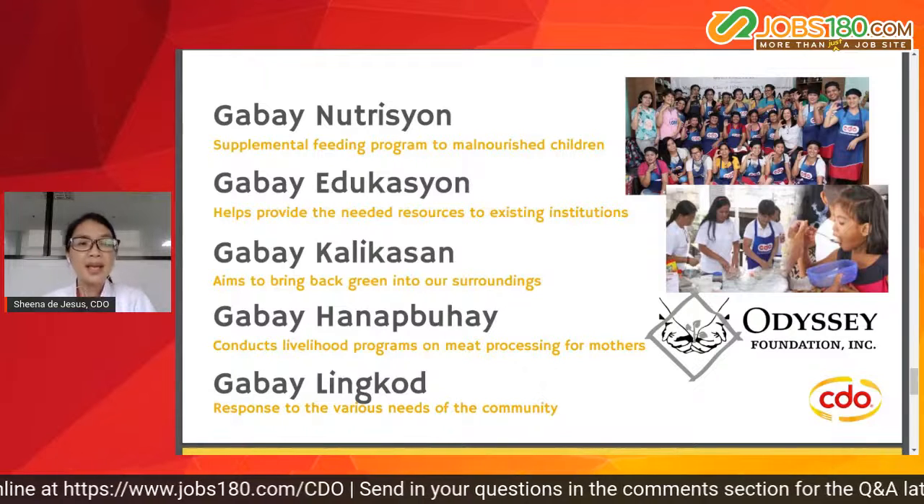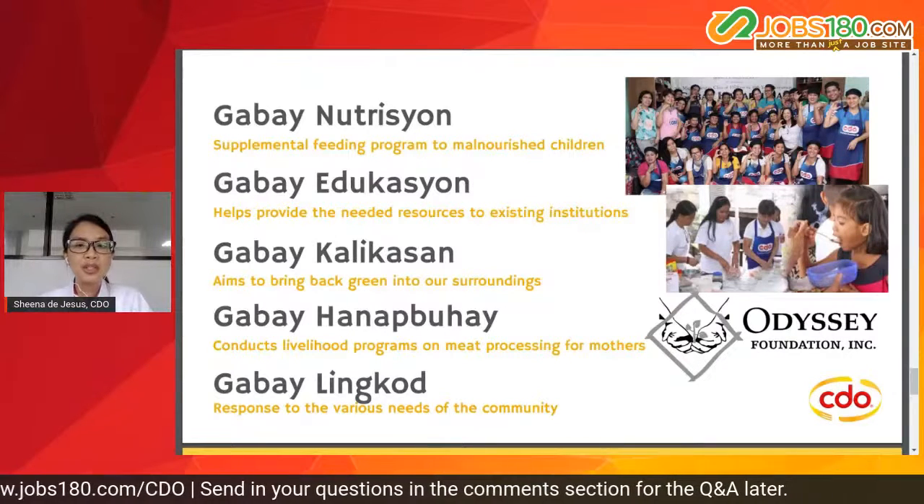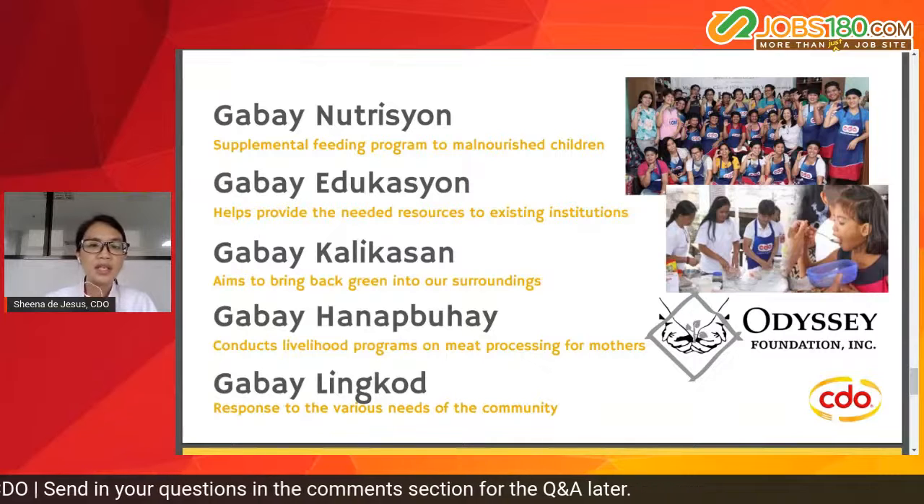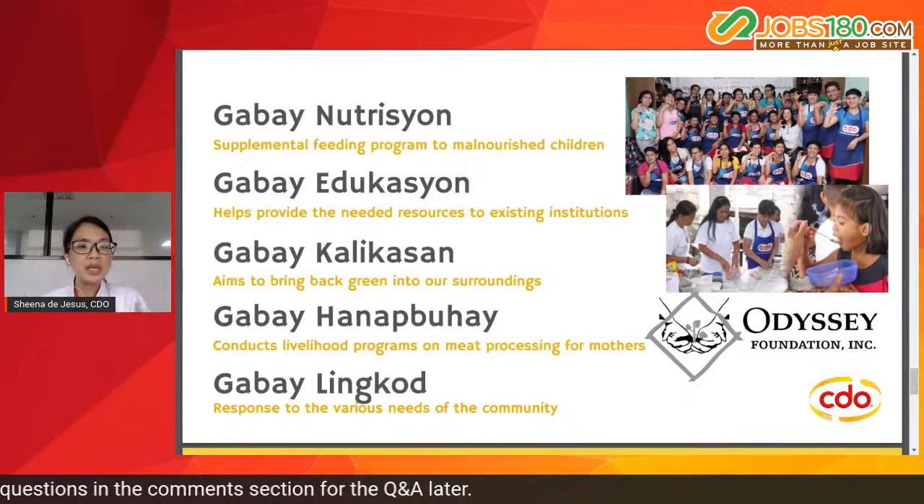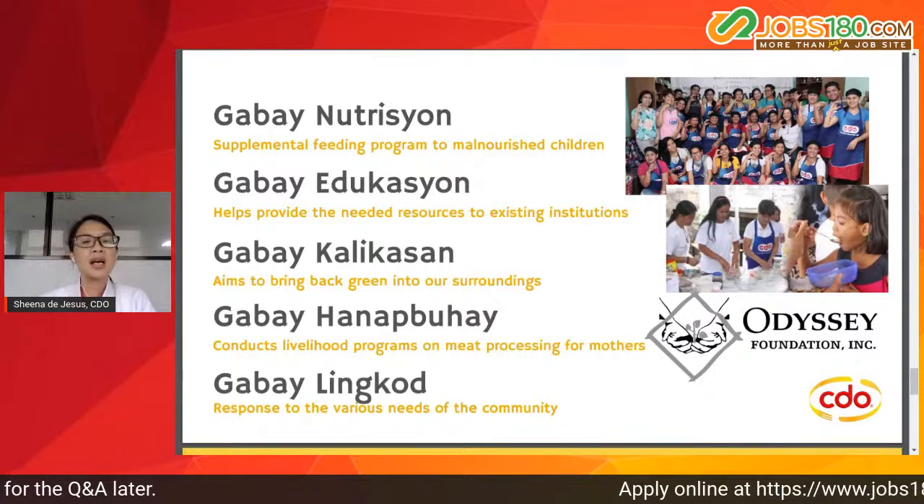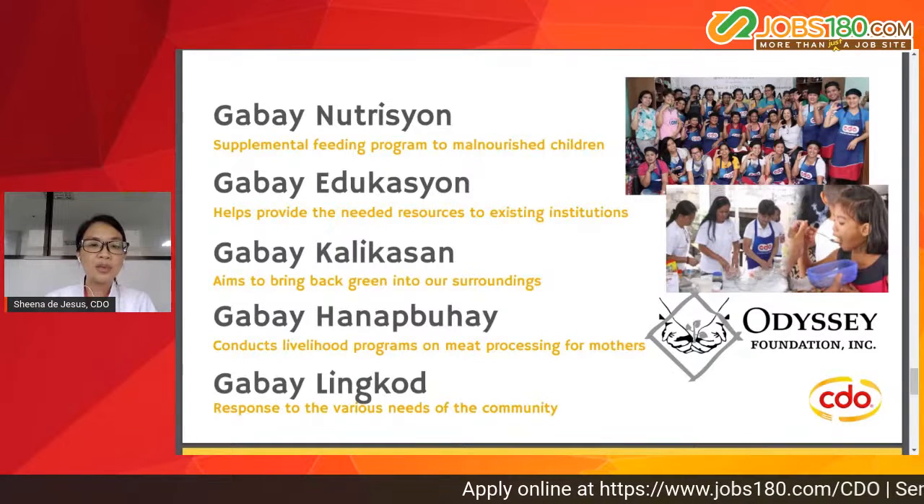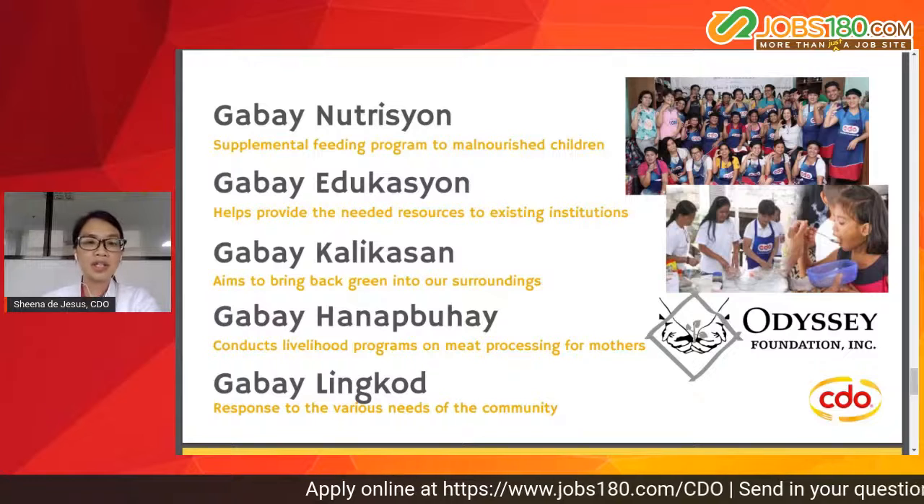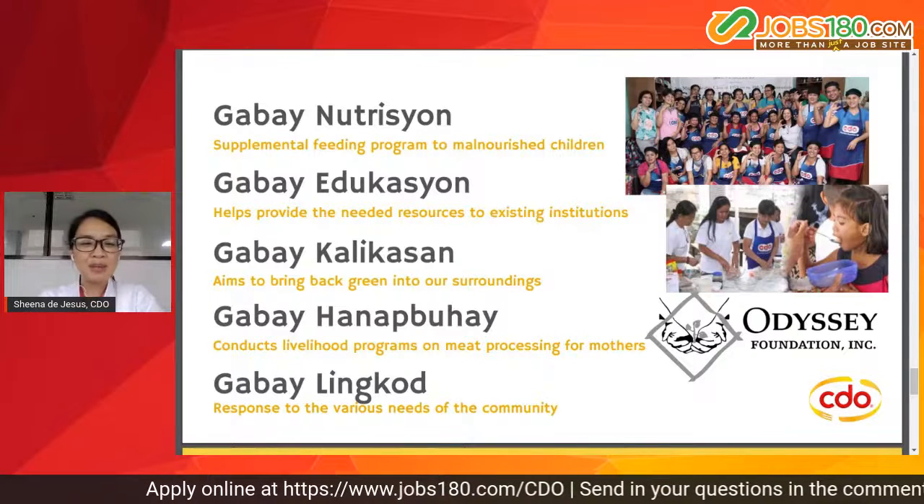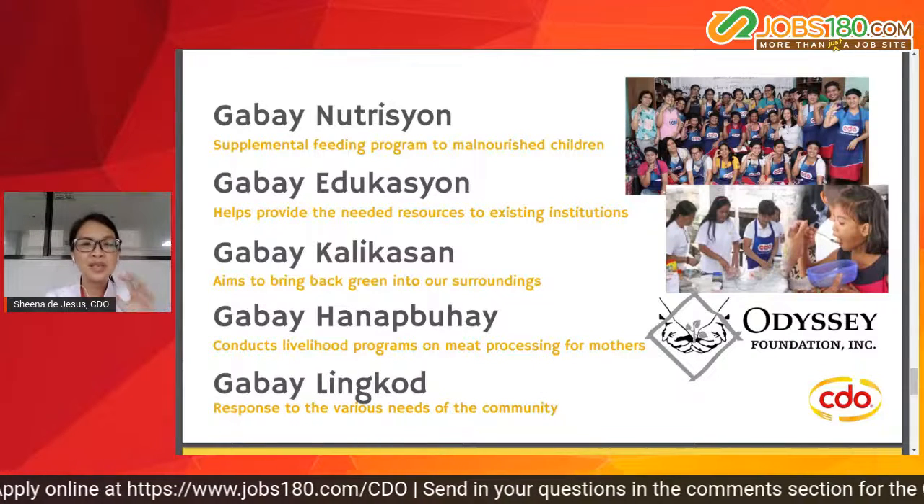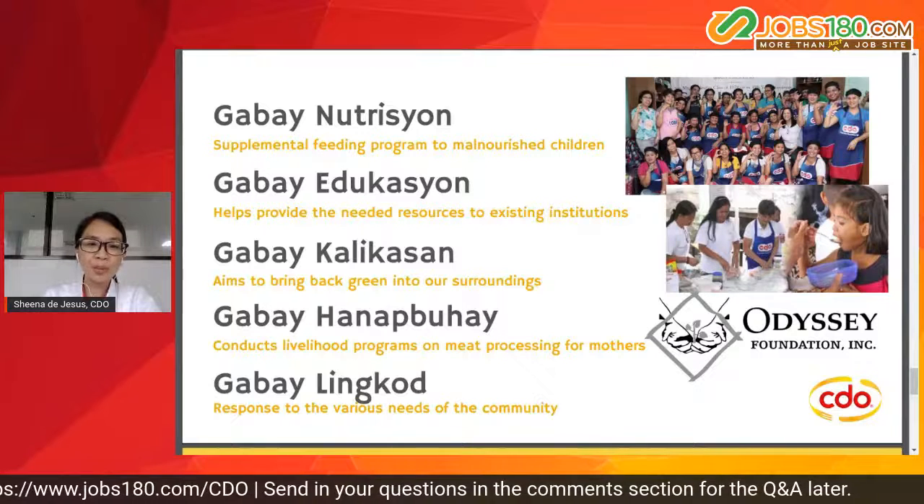Gabay Kalikasan aims to bring back green into our surroundings. So we have tree planting activities, clean-up drives, usually in the communities near our workplace. Gabay Hanap Buhay conducts livelihood programs on meat processing for mothers. So specifically for mothers because our founder is a mom, so mas nandun yung focus.